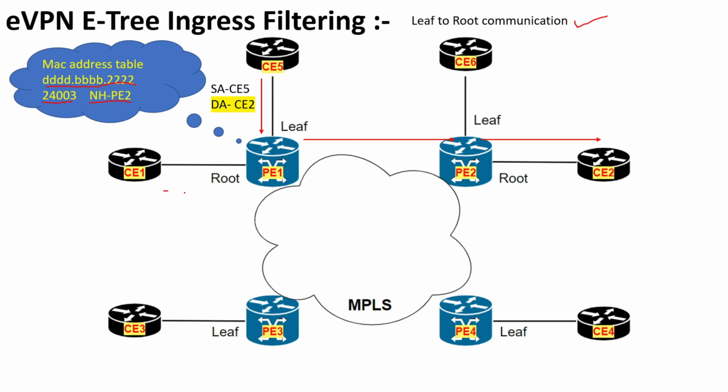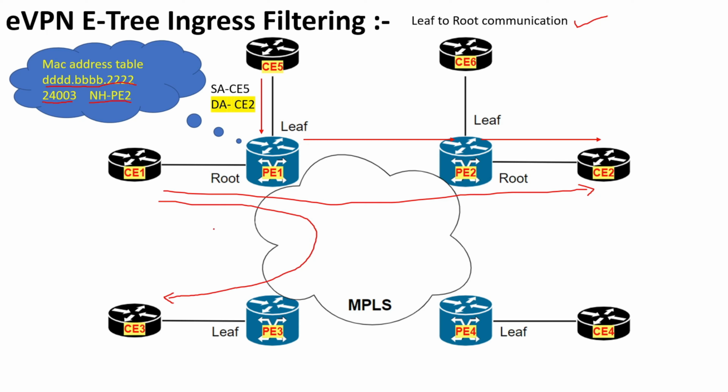In the same way, root to root communication is also allowed. But you may be thinking, what if the traffic comes from the root and is going to the leaf? Based on our earlier discussion, this communication is allowed. But again, you may think that the L flag is set for this particular leaf if it sends its MAC address towards PE1. But the frame has been received from the root port. So even though the L flag is set for this particular leaf attachment circuit, the router is going to ignore it because the frame is received from the root port, and it is going to forward it.